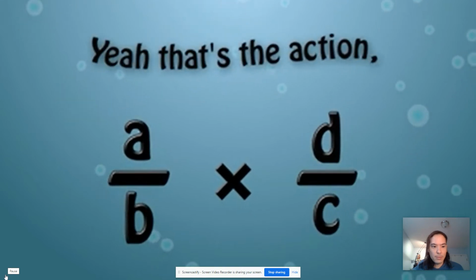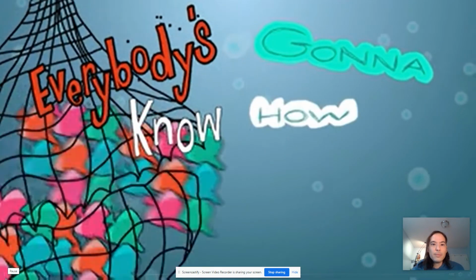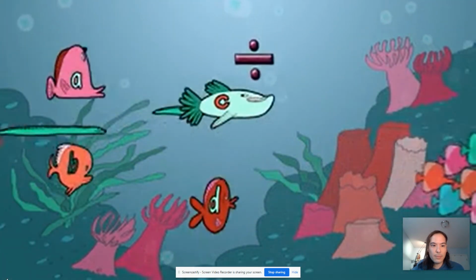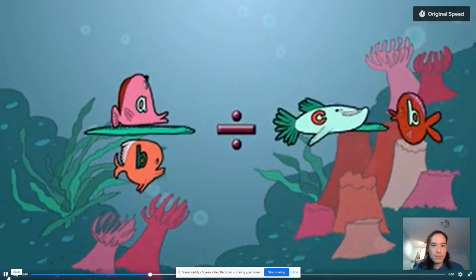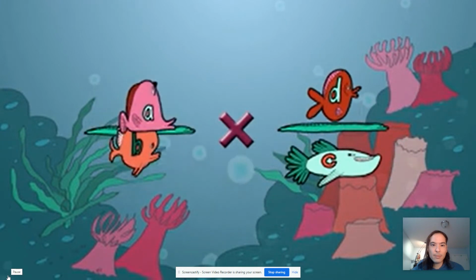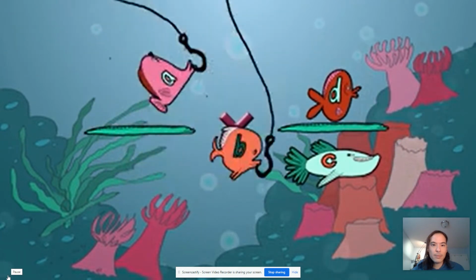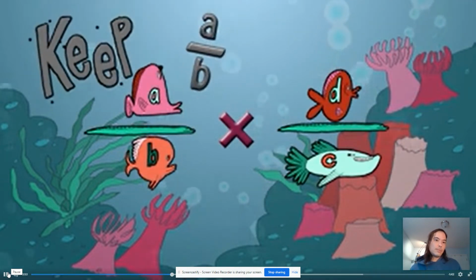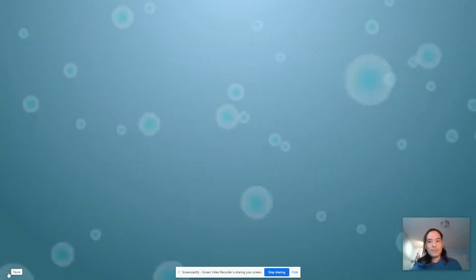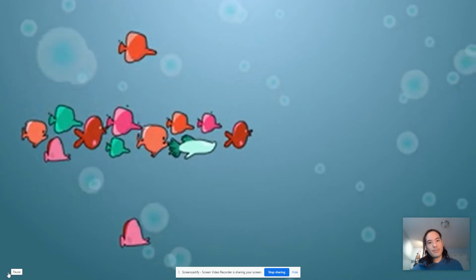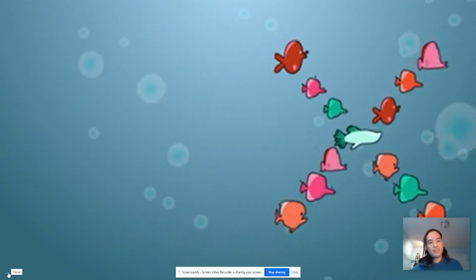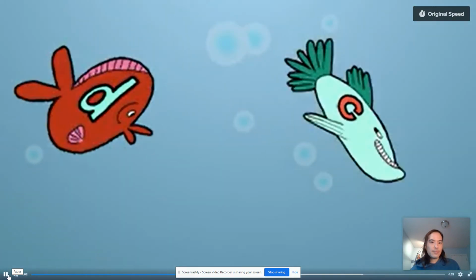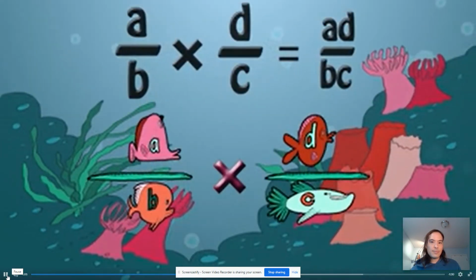Everybody's gonna know how we're dividing fractions. Dividing fractions is easy, that's no lie. You just flip one, then you multiply. Don't flip both, because that'll be strange. You need to keep one exactly the same. Then the sign gets changed, division to multiplication. Then flip the second fraction. We multiply what's left.